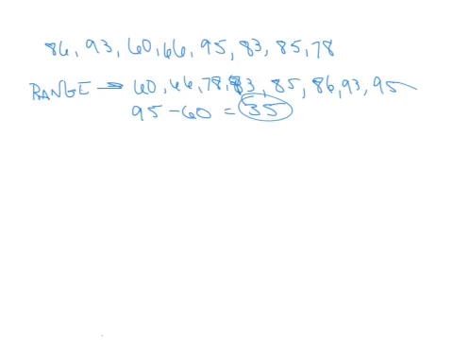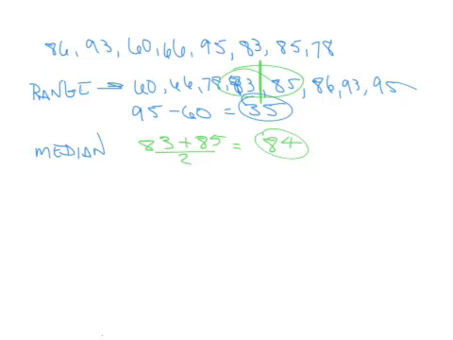And let's see, what's the next one? Median, the middle number. There are no middle numbers because we have 1, 2, 3, 4, 5, 6, 7, 8 numbers. So the middle of that would be about right there. So there aren't any middle numbers. So we take the 83, we add the 85, because we add both of those together, and we divide by 2. And that gives me 84 as my median.